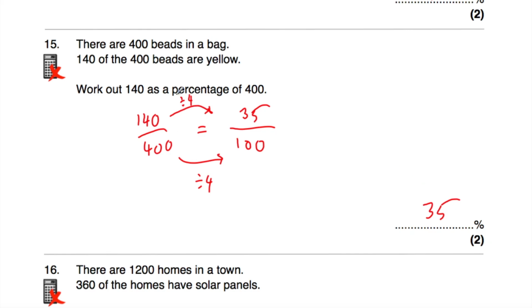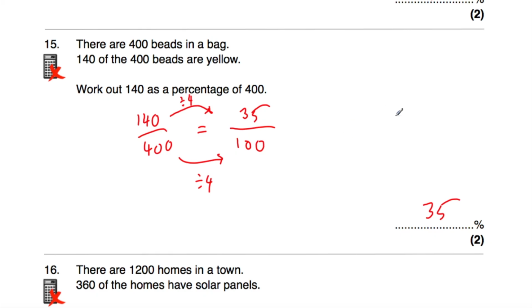Now, remember, there's also other ways you could do this question. You could, if you wanted to, cancel all the way down to get 7/20ths and then change 7/20ths to a percentage, and that'd be 35%. You could also do 140 divided by 400 using the Bus Stop method and then change that decimal into a percentage. And yeah, there's a few different approaches, but that's what I would do in that question.